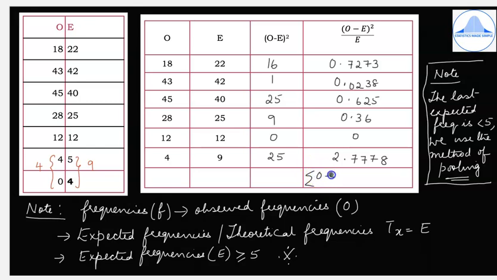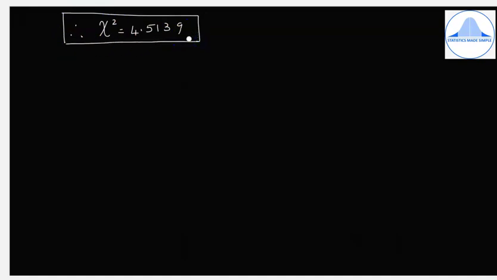So summation of (O minus E) whole square divided by E is nothing but 4.5139. So now I will rewrite the value which we had got in the previous table. According to the calculations, the value of the test statistic is chi-square equal to 4.5139. This is the final answer of the test statistic, which is chi-square. Now to make a conclusion, the most important step next is to find out the degrees of freedom.